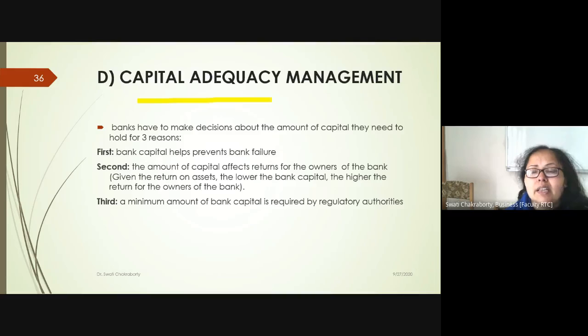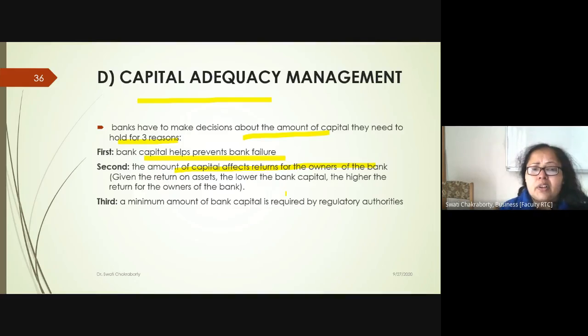Fourth is capital adequacy management. Banks need to make a decision about the amount of capital they should hold. There are three reasons. One, bank capital prevents bank failure, right? And the amount of capital also affects returns for the owners of the bank.